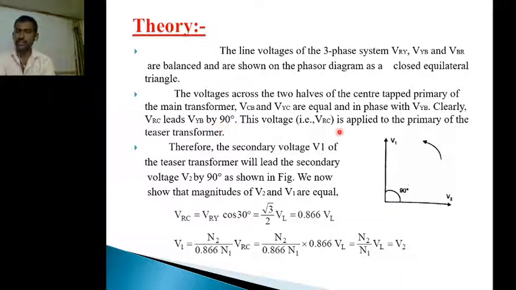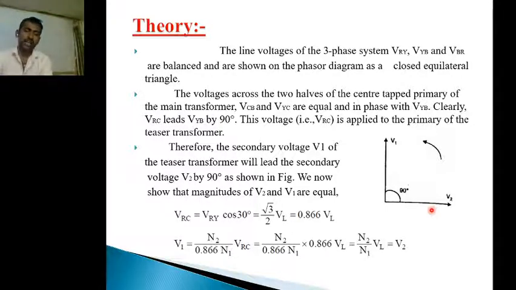So this voltage is applied to the primary of the Teaser transformer. Therefore the secondary voltage V1 of the Teaser transformer will lead the secondary voltage V2 by 90 degrees, as shown in this figure. If we show that V1 and V2 are equal, then we can say that the three-phase supply will be converted into a two-phase supply, since V1 and V2 are displaced with a phase angle of 90 degrees.